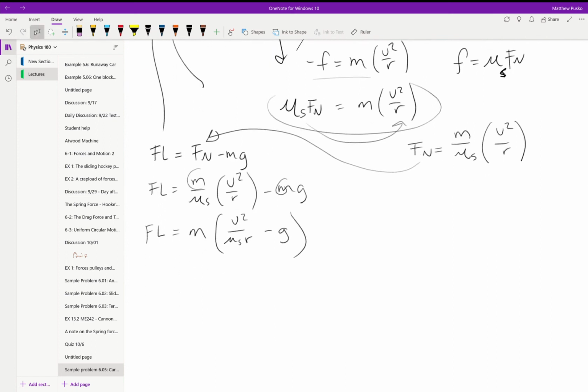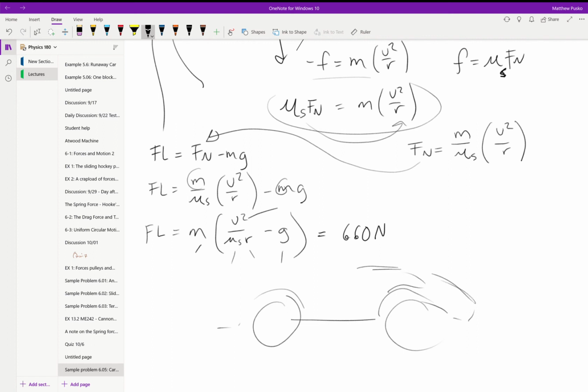And then we plug in some numbers with the speed we're given, with the coefficient, with the radius. We know what g is and we know the mass. Plugging in numbers, we get a downforce, often referred to as a downforce, caused by a spoiler, of about 660 newtons. So as this vehicle, real rough drawing here, is traveling around the corner, it's got this thing right here. I don't know what the shape is.